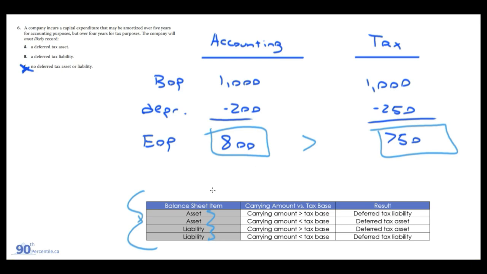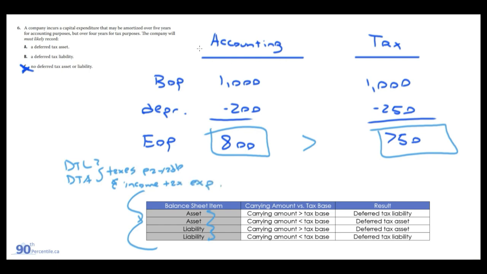But one was what I went over in the first question, where deferred tax liabilities and deferred tax assets are created depending on taxes payable and income tax expense on the accounting statements. So this is one way to remember it.